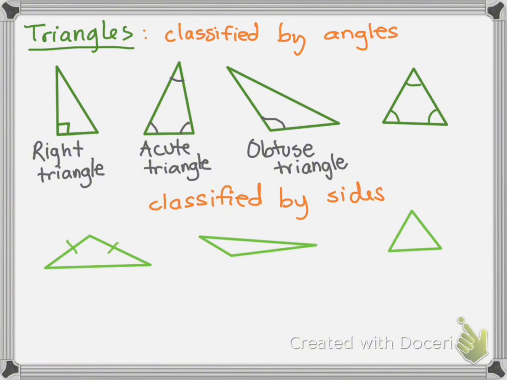Now notice that both the right triangle and the obtuse triangle have two acute angles, but those are just because that's what is left. Remember that the sum of the angles in a triangle is always 180. So if we already have 90 or an obtuse angle greater than 90, then the other two have to be acute. We can never have two right angles in a triangle or two obtuse angles in a triangle. It's always a right angle with two acute angles or an obtuse angle with two acute angles.